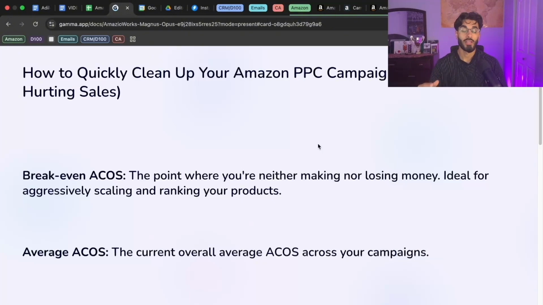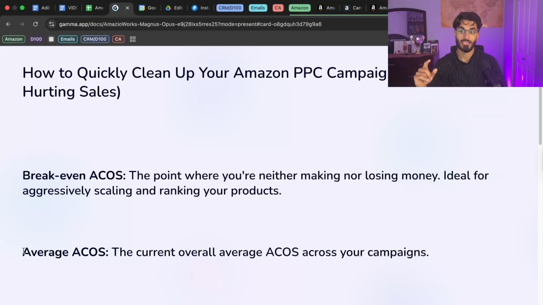Okay, the first thing we need to do before we hop into Seller Central is identify 3 metrics. And these metrics are directly what's going to be used for identifying how we're going to optimize bids or increase bids, so on and so forth. So the first thing is we need to first understand what is our break-even ACOS. So this is the point where you're not making money or you're not losing money. So this is ideally for aggressively scaling, ranking your products, or when you just launch new products. So that's the first thing. So how do you calculate that? Obviously, figure out what are your cost of goods, your average ACOS, so on and so forth. So that's the first thing.